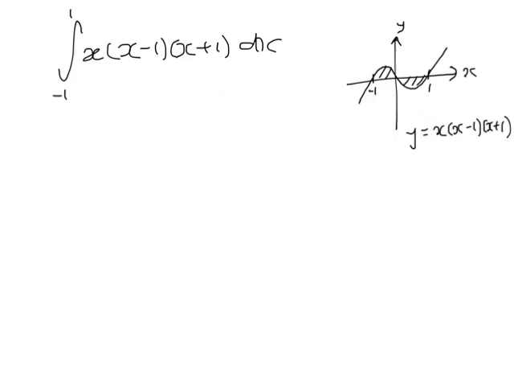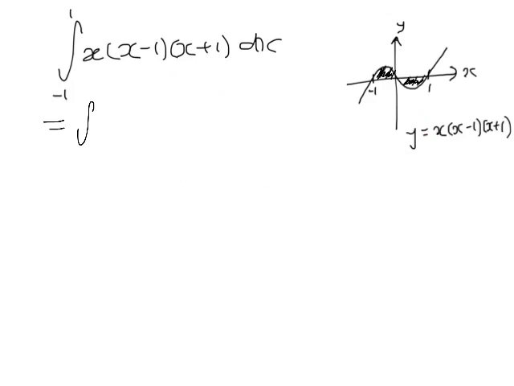Okay, so now we're going to look at what happens when we integrate the cubic function x times x minus 1 times x plus 1 with respect to x between minus 1 and 1. And what we should be hoping to get is this area that is shaded here. So we've got an area above the x-axis and an area below the x-axis. So if we do this, we need to expand this out.